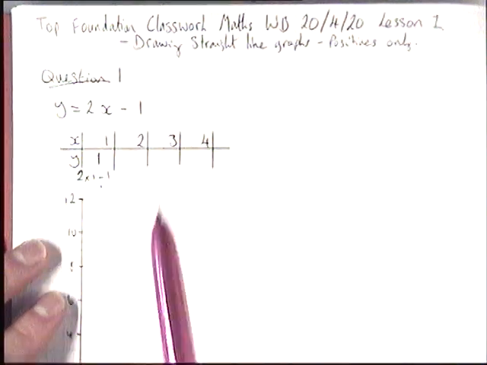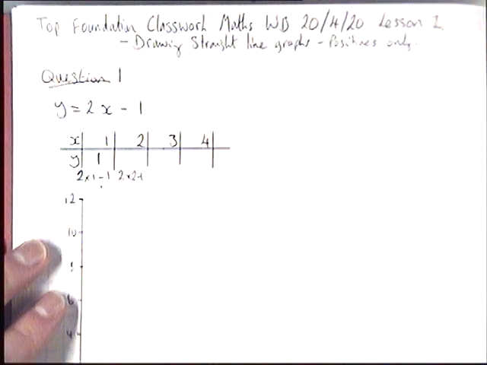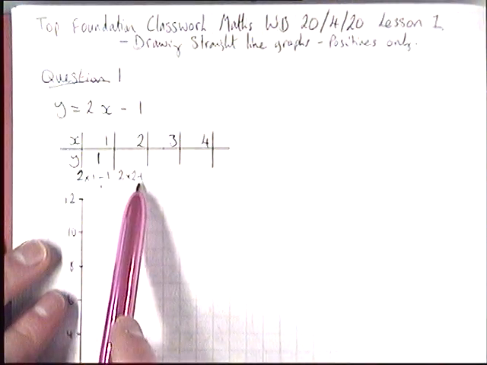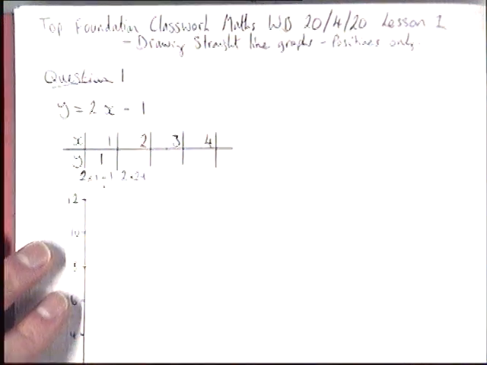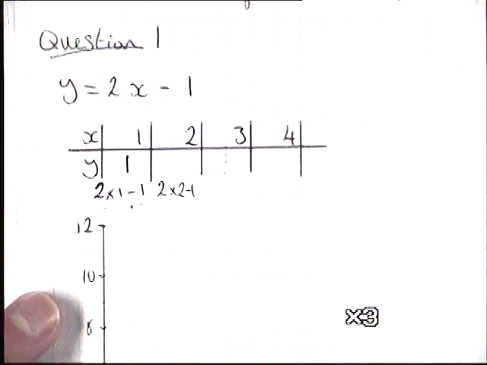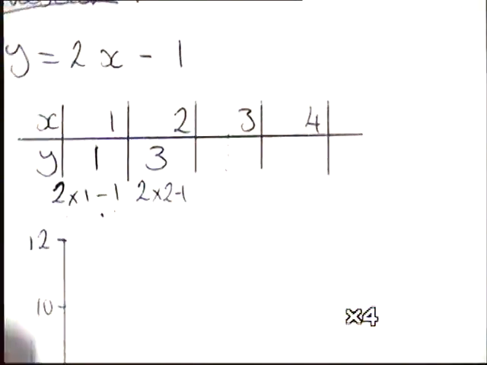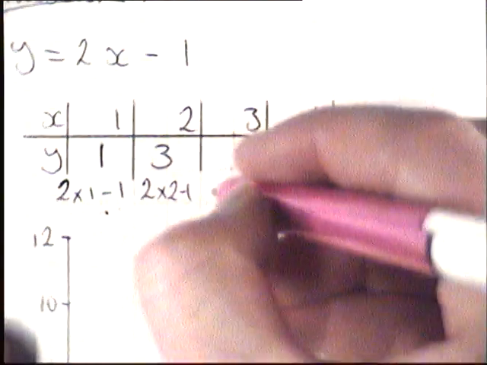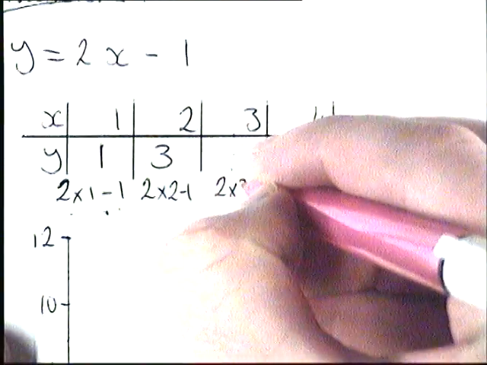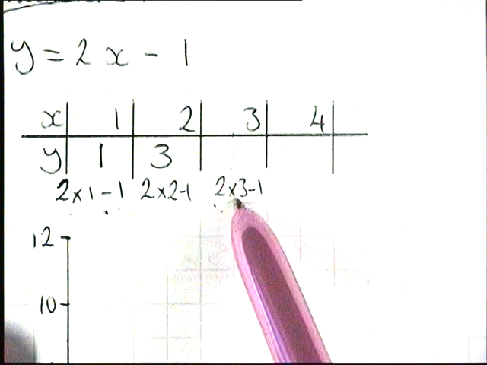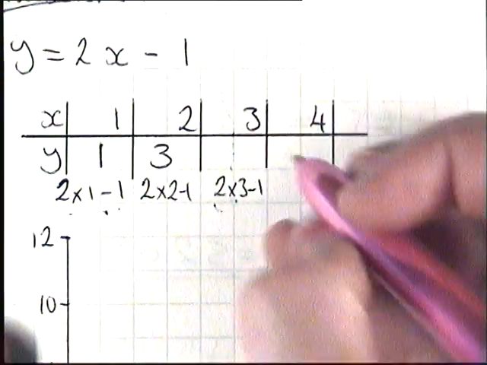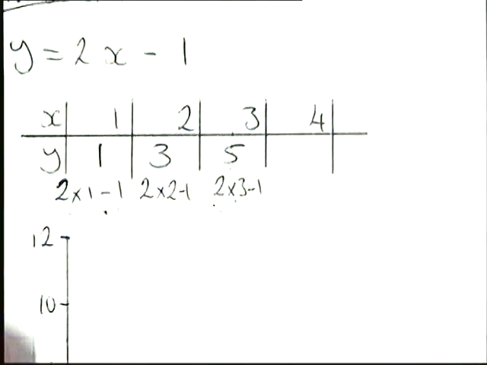Then we're going to do our next x value. So we've got 2 times 2 minus 1 this time. So 2 times 2 is 4. And then take away the 1 leaves us with 3. Then we're going to do the next x value. So 2 times 3 minus 1. 2 times 3 is 6. Take away 1 is 5.